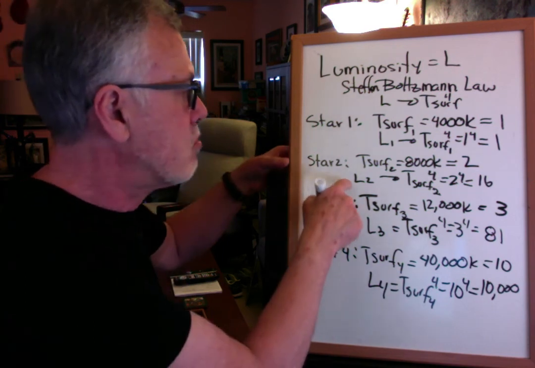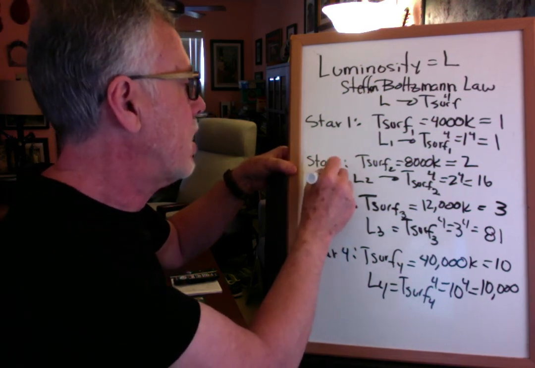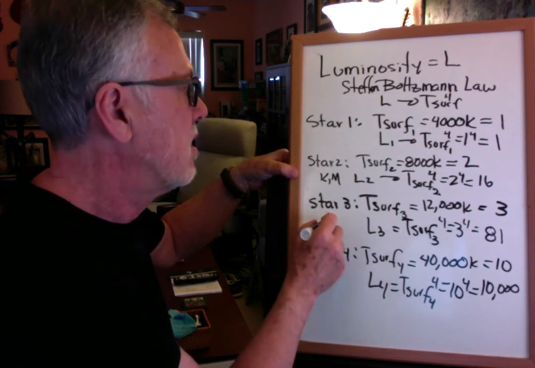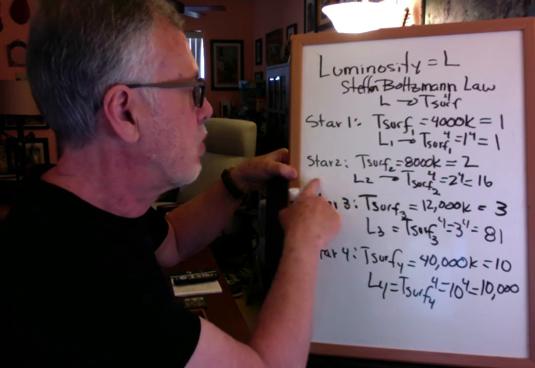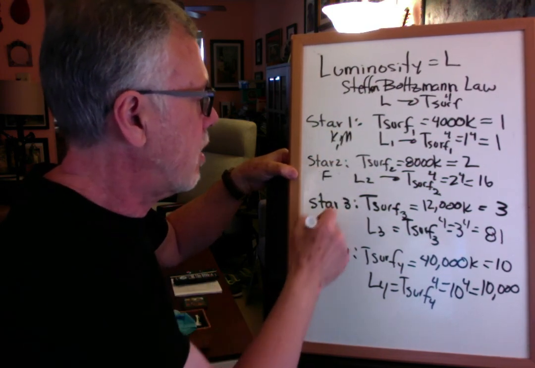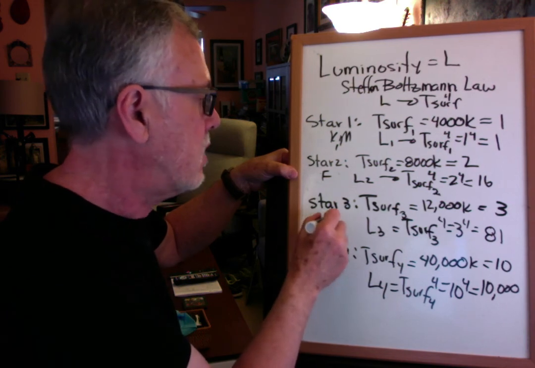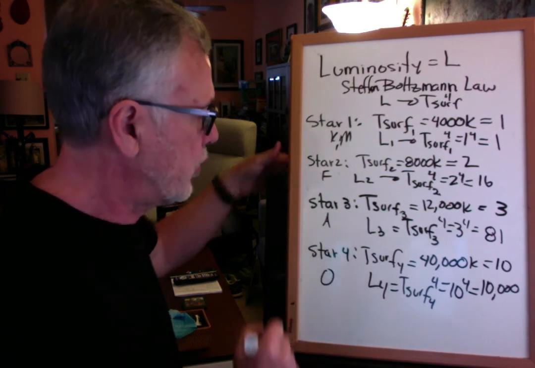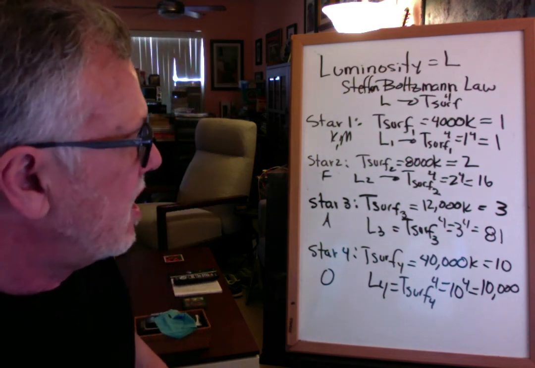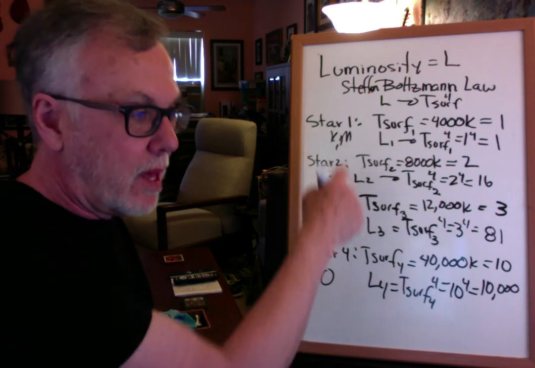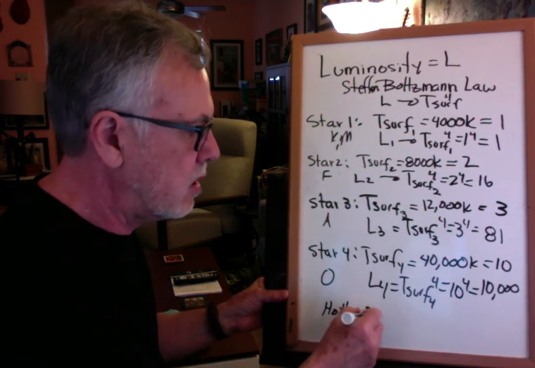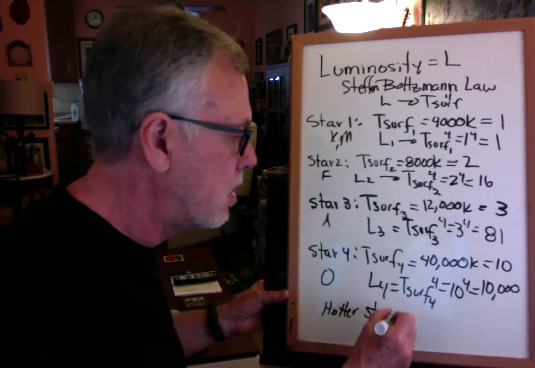So this could be a K or M star spectral class. Excuse me, let me say it correctly. This is a K or M star. This is probably an F star. This is probably an A star. This is probably an O star in the spectral class ranges of temperatures. And one thing about this, the hotter the star, it turns out, the bigger the star.